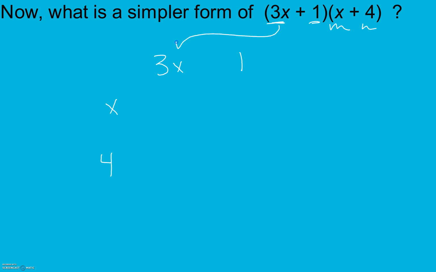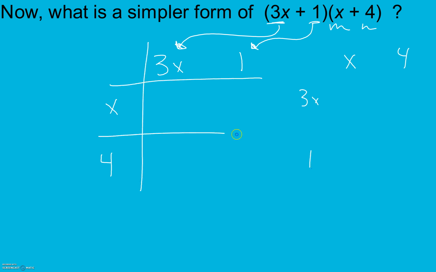So if I put the 3x on top, the 1 has to go with it. If I would have done x on top and 4 on top, that's fine, but the 3x and the 1 then would have had to go on the side. Doesn't matter how we set up that table, as long as we keep our polynomials together.